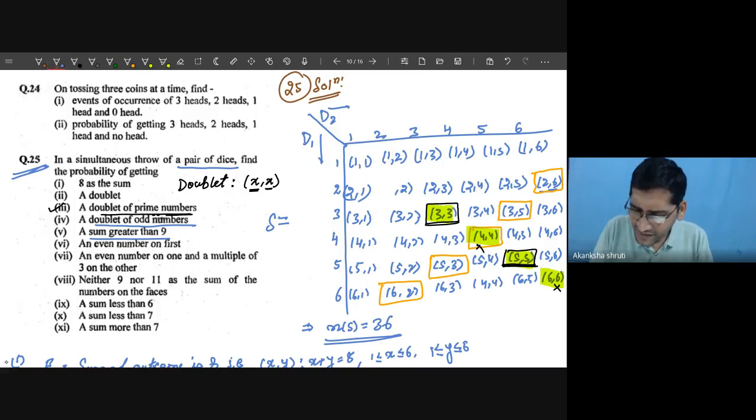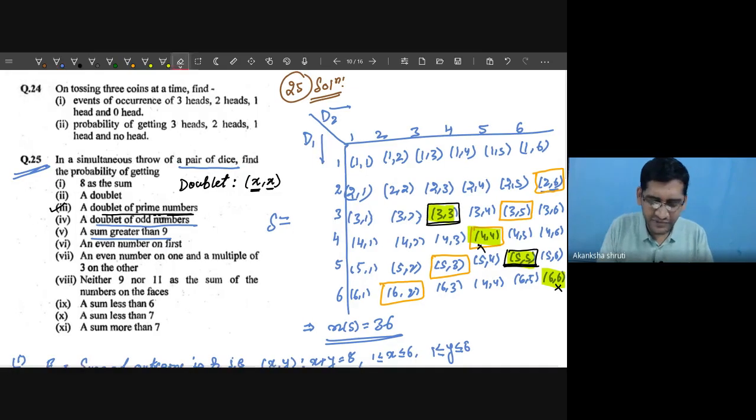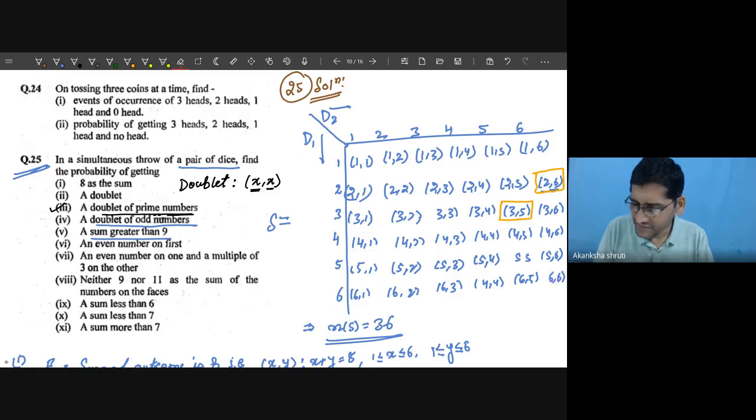So it can be from the second, or it can be from this third. From this we cannot get. From this one we can get. Even from this we cannot get any of them. Let me clean it.